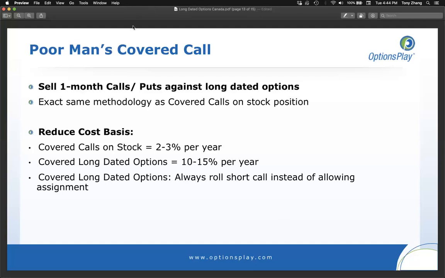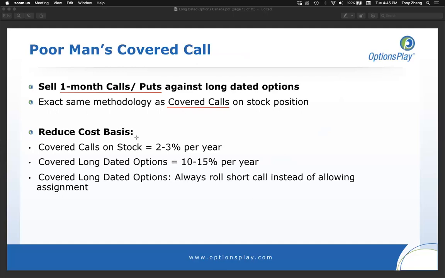Now, the rule of thumb here is basically the same way you sell a covered call on a stock position, you would sell the exact same expiration date and strike price on that long call. So generally speaking, you're going to sell shorter-dated calls, 1-month calls or puts, against that long-dated option position. You want the same methodology as you do with the covered call on the underlying stock position. Again, you're just swapping out the stock for the option.